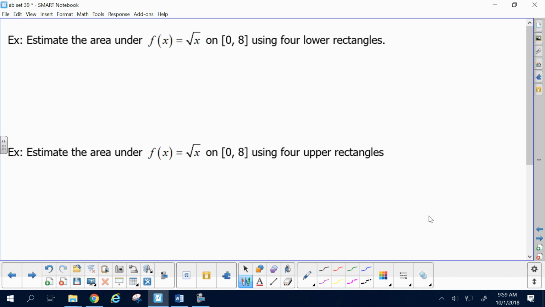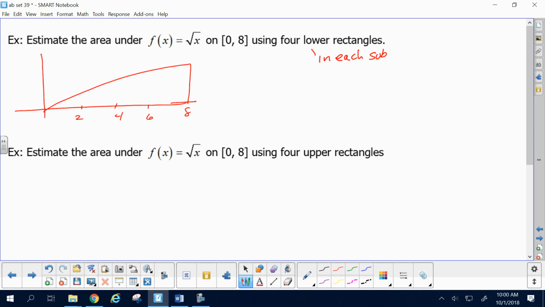Okay. If it said estimate the area using 4 lower rectangles, I don't know if it will be necessary to do a ton of new work, because whether you know it or not, we already actually did this problem because it's going to be similar to something we already did. Lower rectangles means in each sub-interval, use the lowest point on the curve to draw for your height.